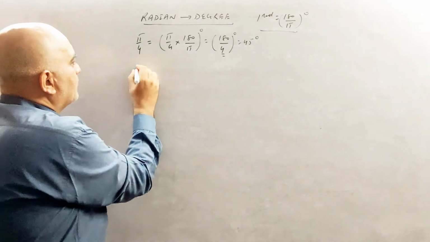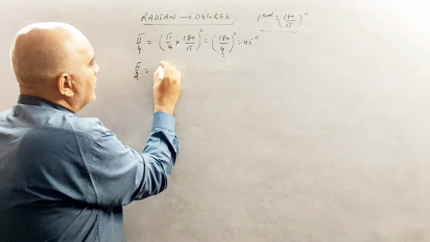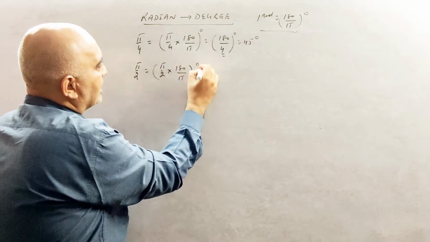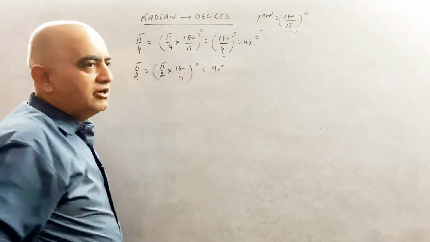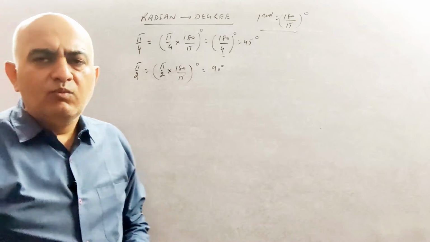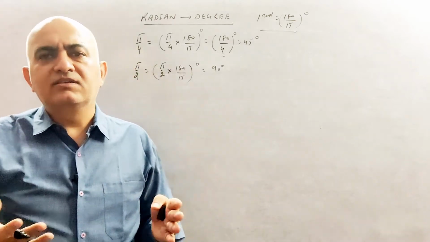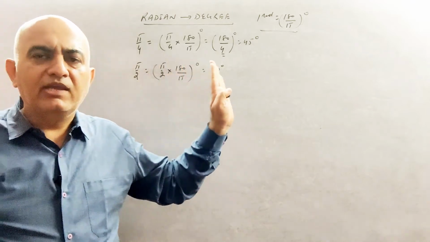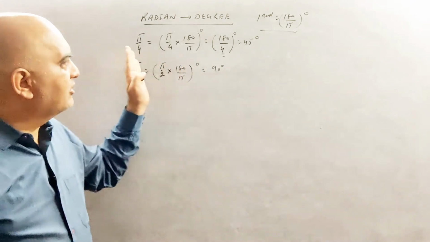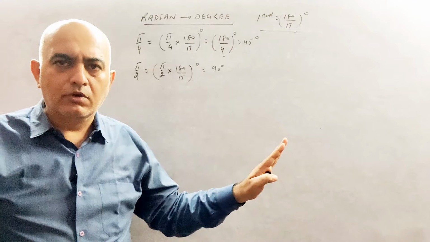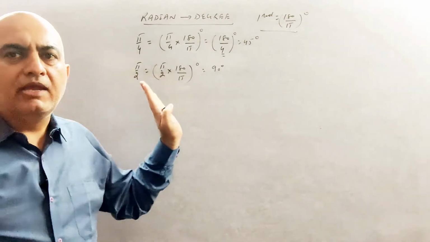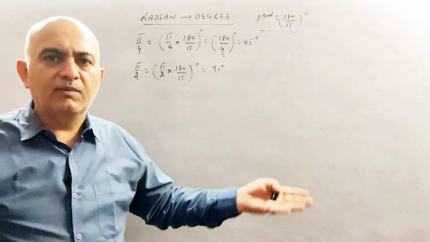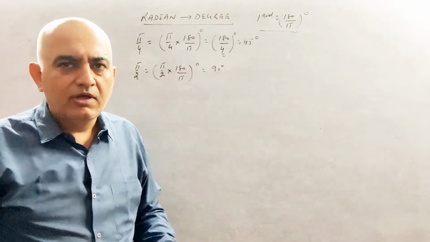In a similar way, we can check pi upon 2. As you multiply pi upon 2 with 180 upon pi, pi will cancel out, we obtain 90 degree. So in a simple way, we can say that 0 degrees is 0 radian, but 30 degree can be expressed as pi upon 6, 45 degrees is pi upon 4, and 60 degrees is pi upon 3, and pi upon 2 is 90 degree, meaning 90 degree can be replaced by pi upon 2 in terms of radians.